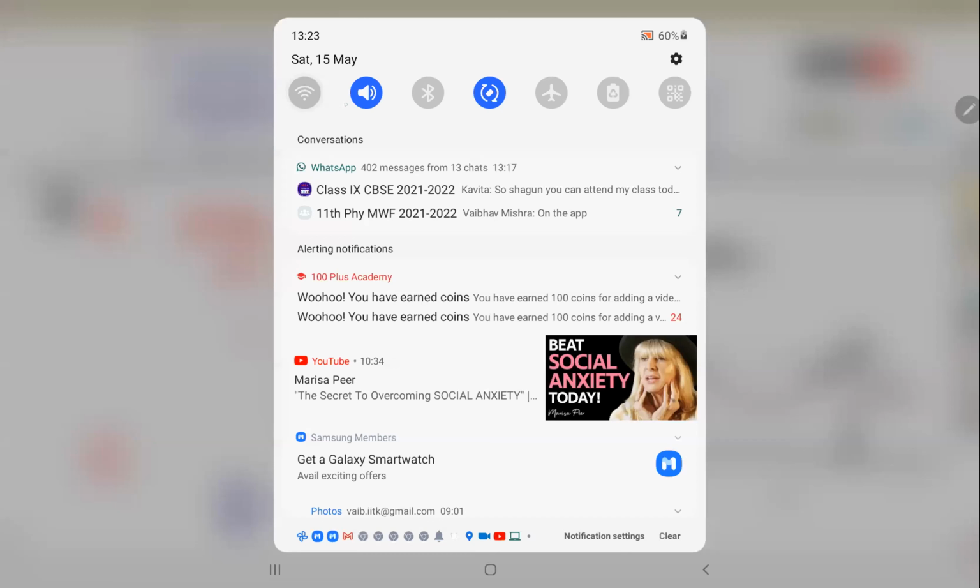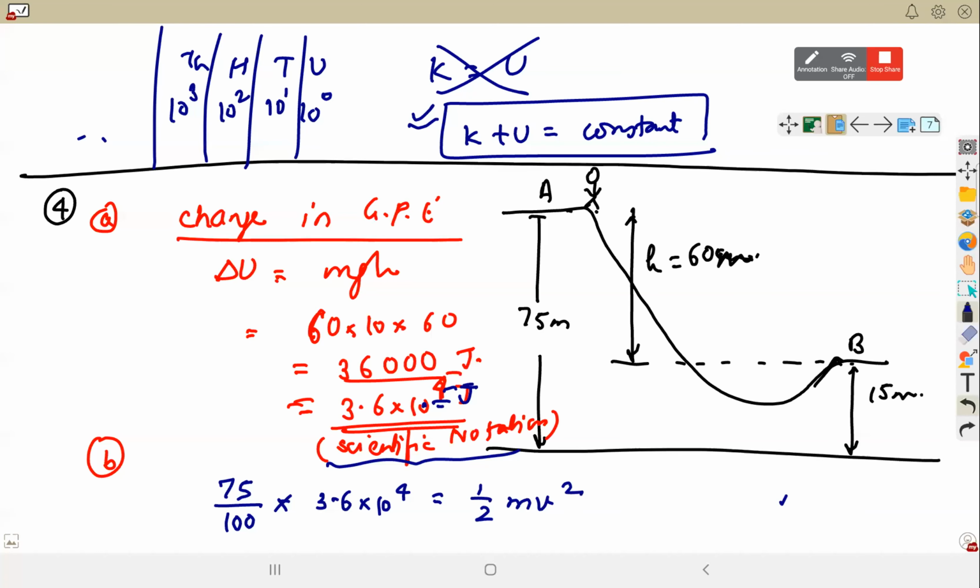Only 75%. Why is there only 75%? Why isn't it a complete conversion of energy? Because at point B, it is still at a particular height, so there is some potential energy left. But we already included that, na? Because it is the loss only. Change.